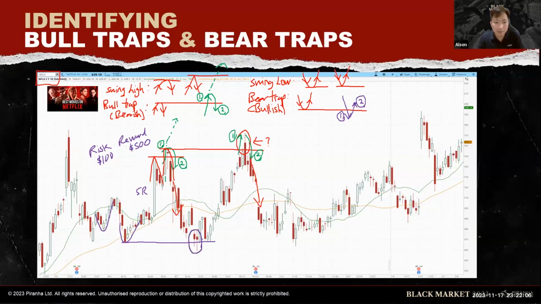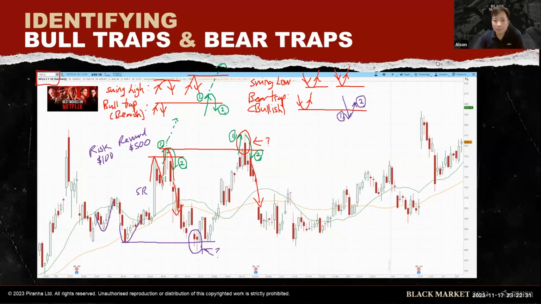Is this a bear trap? Yes or no? Same thing, type in the chat box. Is this a bear trap? Okay, very good, guys. Thanks everyone for your participation. Yes, correct. Most of you say yes.